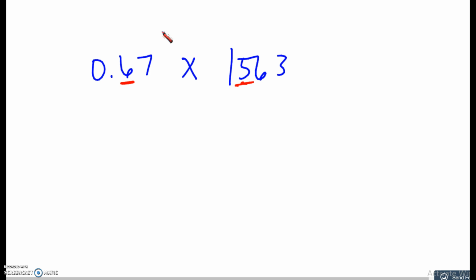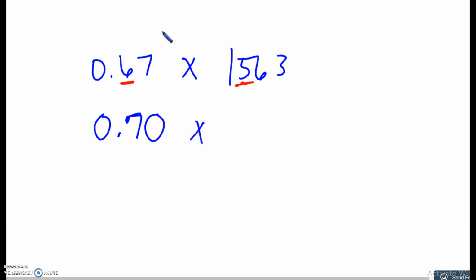So 67 hundredths rounded to the nearest tenth. The 7 is larger than 5, so we would round this number to 7/10. Okay? And if you like, you can put a 0 as the placeholder to help you see in your mind that this is very similar to rounding 67 to the nearest tenth. It rounds to 70. All right?